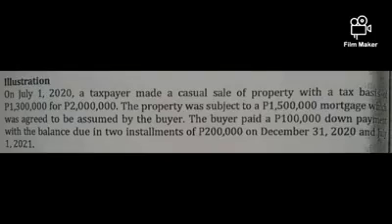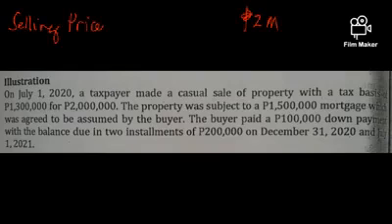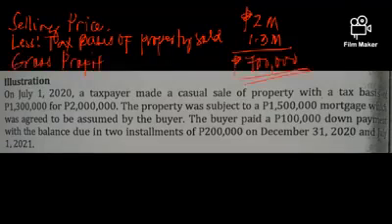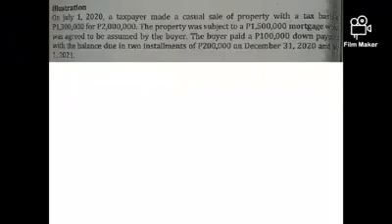So let's determine first the gross profit on the sale. We have the selling price of 2 million pesos, and then less the tax basis of the property sold, 1,300,000 pesos. So the gross profit is 700,000 pesos. Next, we're going to determine the initial payment so that we can also determine the ratio of initial payment, and we could check if the taxpayer can use the installment method.